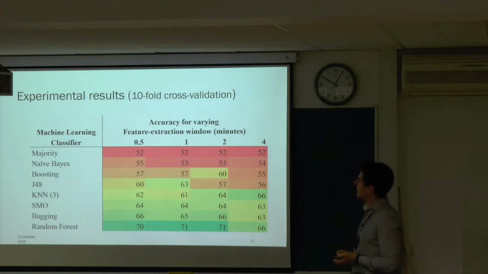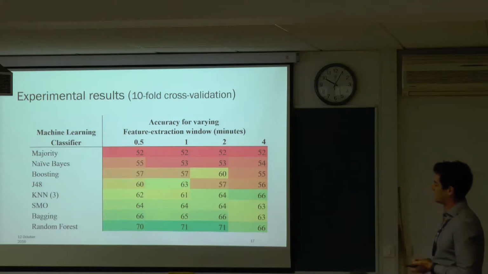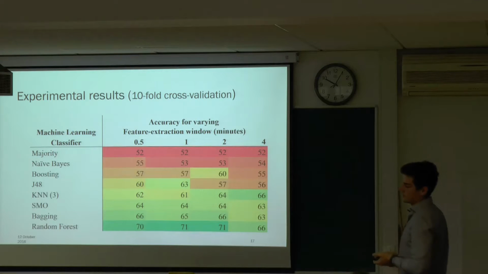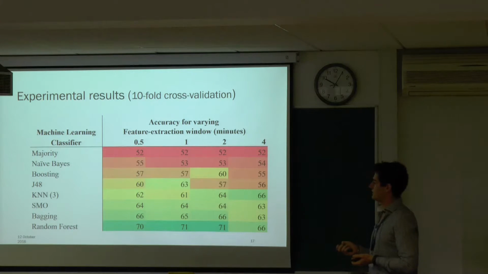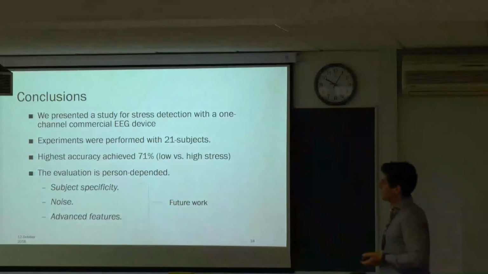These experimental results are for tenfold cross-validation. The highest achieved accuracy for detecting stress was by random forest, which is 71 percent, and it is around 19 percentage points higher than the majority class. And now I will conclude.